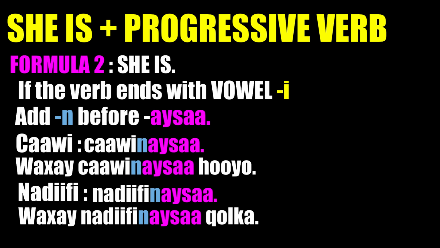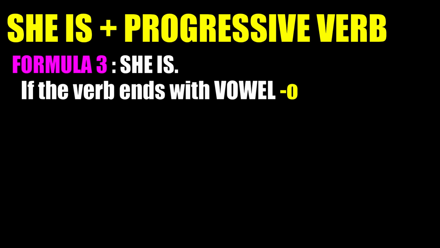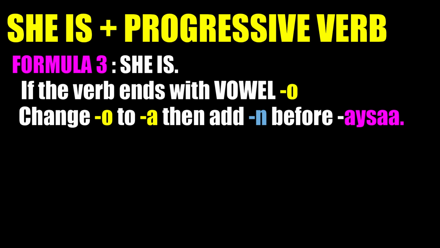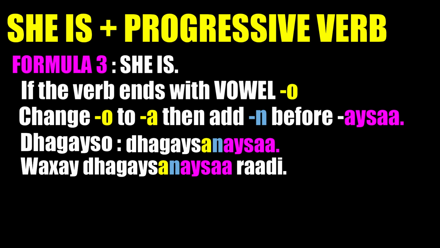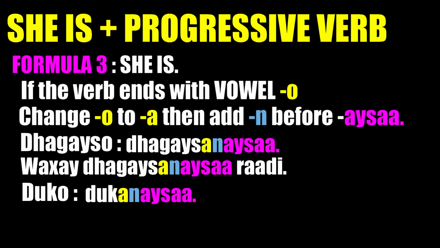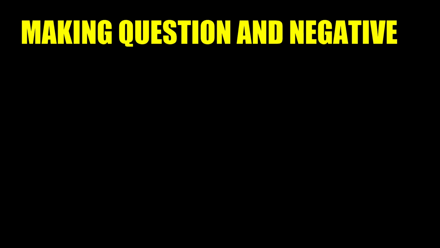She's cleaning the room. Formula or rule 3. If the verb ends with vowel O, we need to change the vowel O to vowel A and add na before you add a sa. For instance, dhagayso dhagaysanaysaa, waxay dhagaysanaysaa raadi. She's listening radio. Duko dukanaysaa, waxay dukanaysaa salaada duhurka. She's praying zuhur prayer.